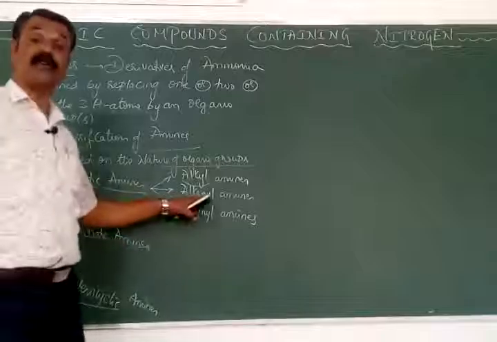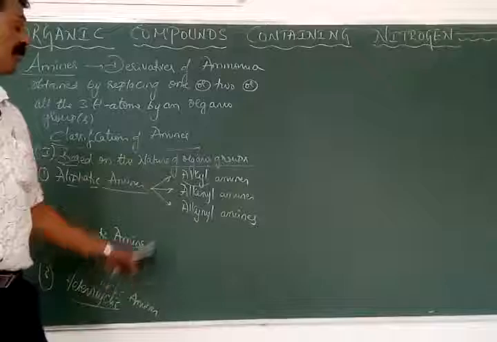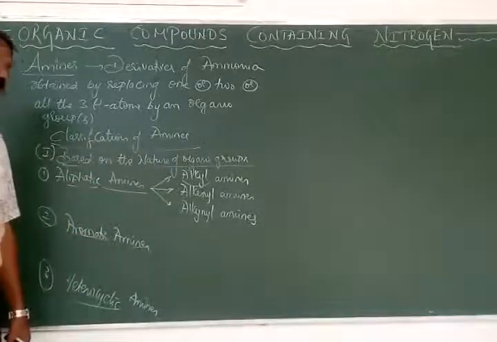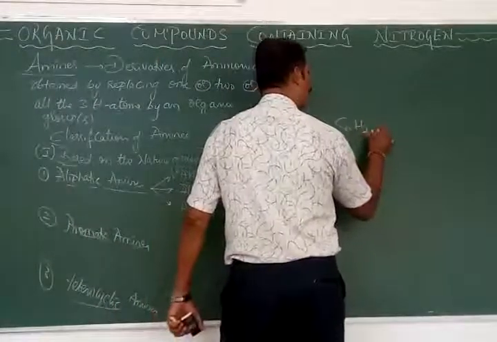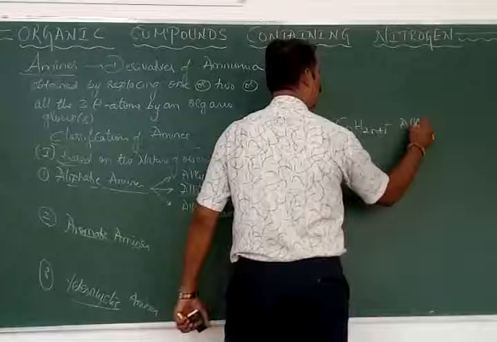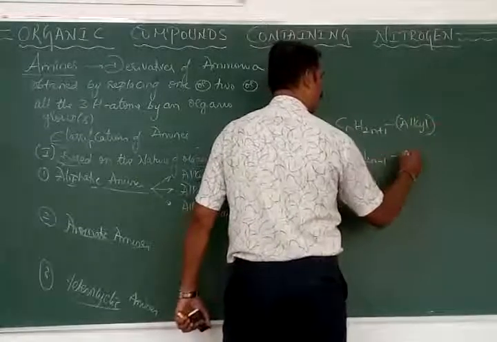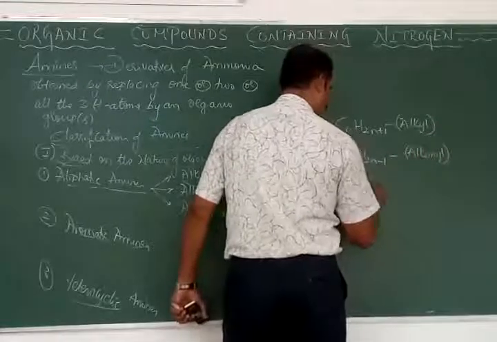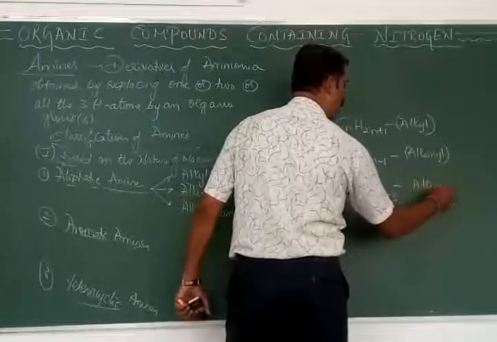If hydrogen atoms have been replaced by an alkenyl group, then it is found to be the alkenyl amines. If an alkynyl group has replaced them, then it is found to be the alkynyl amines. So you have to know the formula for that. CnH2n+1 is called the alkyl group. CnH2n-1 refers to the alkenyl group, whereas CnH2n-3 refers to the alkynyl group.